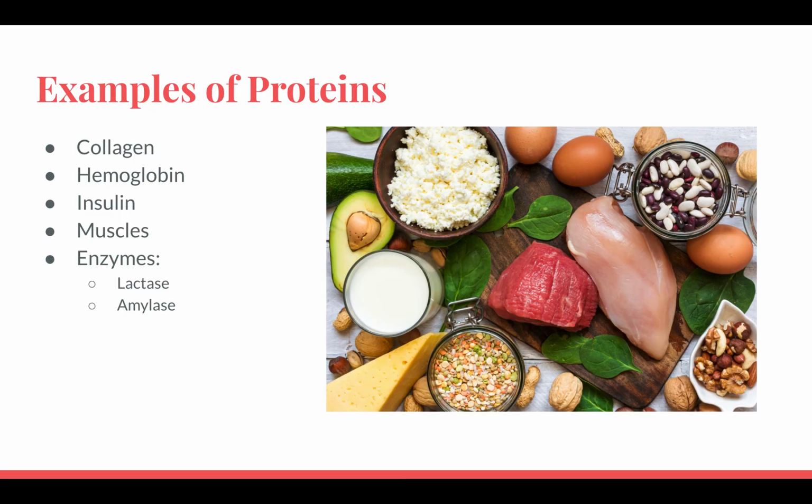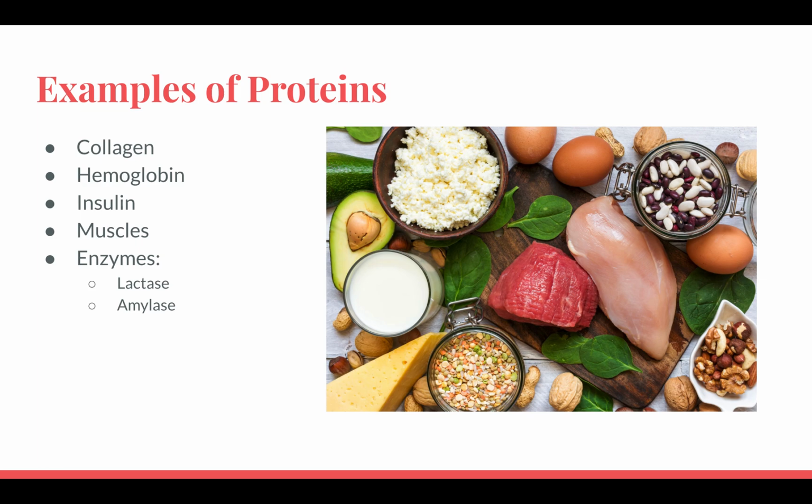So what are some examples of protein? You have collagen. If you've ever heard of collagen, it might have involved skin or hair or nails. Collagen plays a role in your skin. As you get older, your skin doesn't have as much collagen, which causes drooping and wrinkles in the face. Hemoglobin, that's something in your blood, so that would be a protein as well.